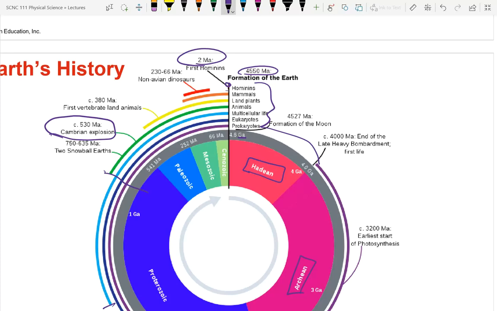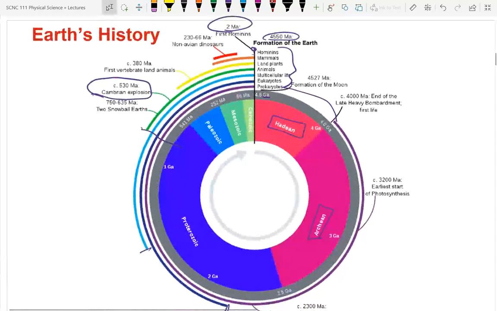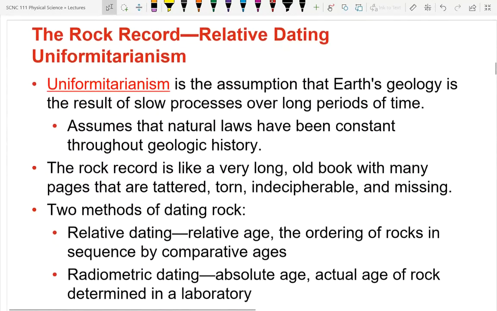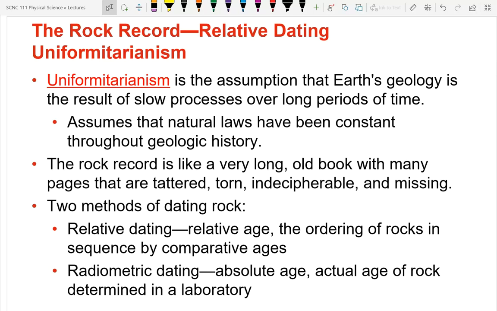Or evolution, according to science. We're going to spend more time looking at these along the way. How do they get this? First, uniformitarianism is a really important piece of the scientific interpretation.